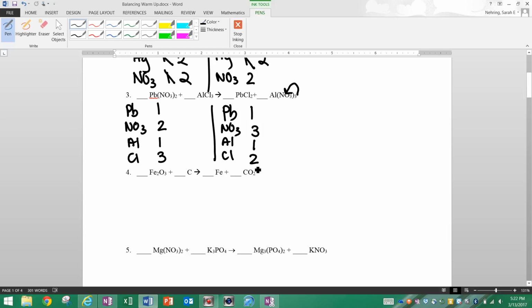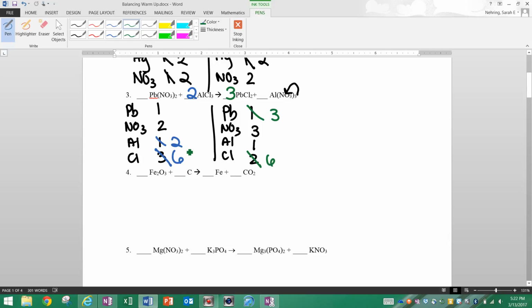I've got a 3 and a 2, so the lowest common multiple of that is 6. So let's make it so I've got 6 chlorines. I can do that by putting a 2 right here. 2 times 3 gives me 6. 2 aluminums, that makes this a 2. And then I want to balance out my chlorines on this side, so let's put a 3 right here. 3 times 2 gives me 6 chlorines, and then I've got 3 leads.